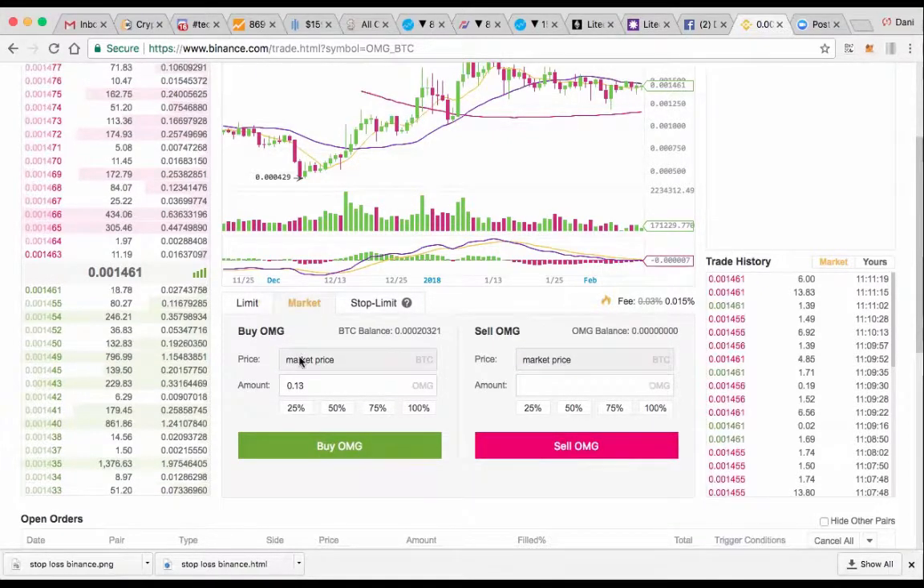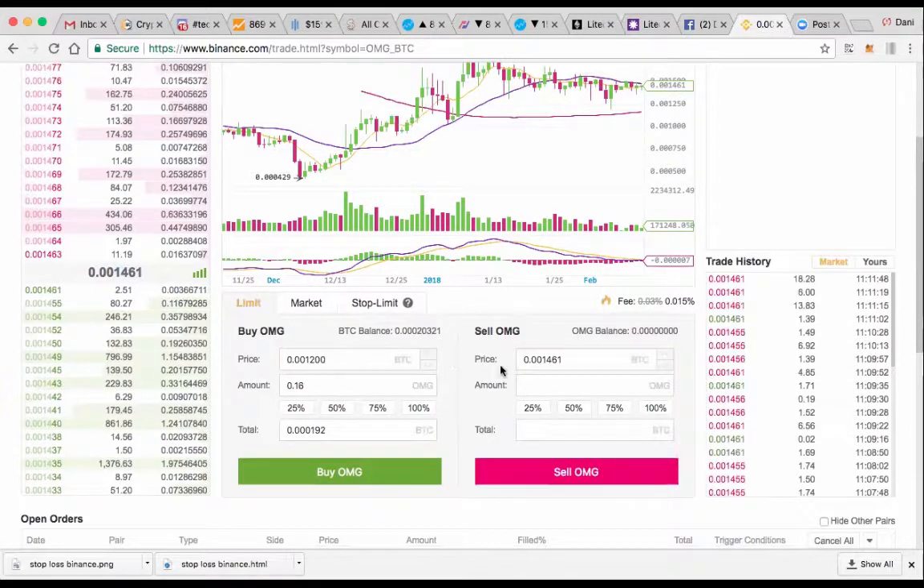A market order, again, fills immediately. And then over here, same thing. You can set your sell limit order for OmiseGO. You can buy it on market, sell it on market, which means if I wanted to sell one OmiseGO right now at market price, it would be 461 Satoshis.